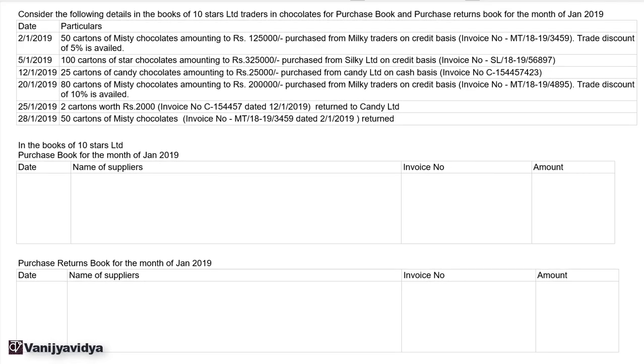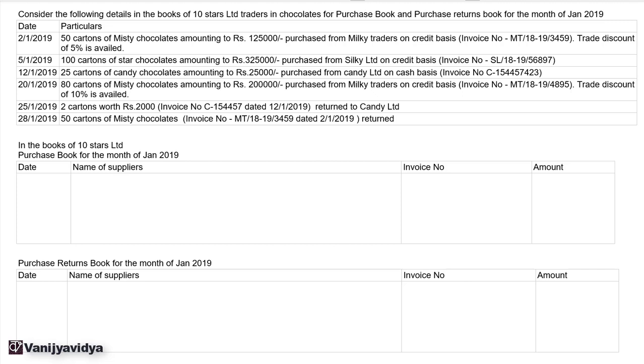Hello everyone. So in this session we will see how to prepare a purchase daybook and purchase returns daybook. And we will also prepare a purchase account and purchase return account and post the entry from purchase daybook and purchase return book to purchase account and purchase returns account respectively at the end of the month.